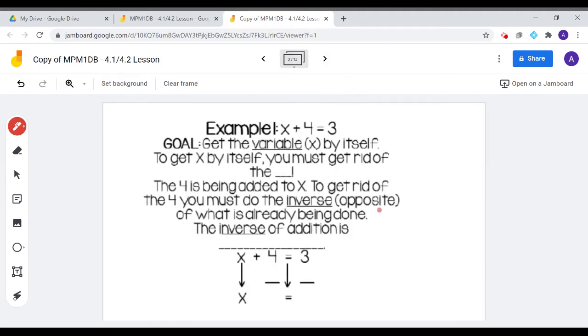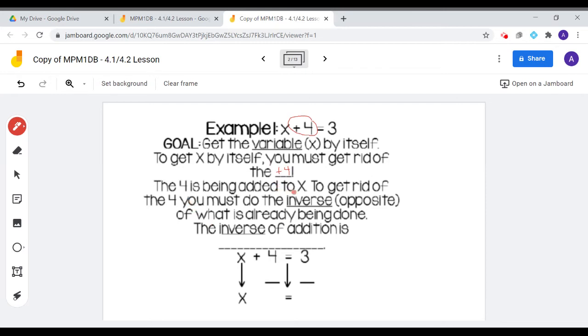If you were to print out the handout that you can find in your weekly planner, you can just fill in the blanks. Otherwise, you can copy this onto a separate sheet of paper. Our example is x plus 4 equals 3, and we need to figure out what can we add to 4 to get 3. Our goal is to get the variable, which is x, by itself. To get x by itself, we have to get rid of this plus 4 over here.